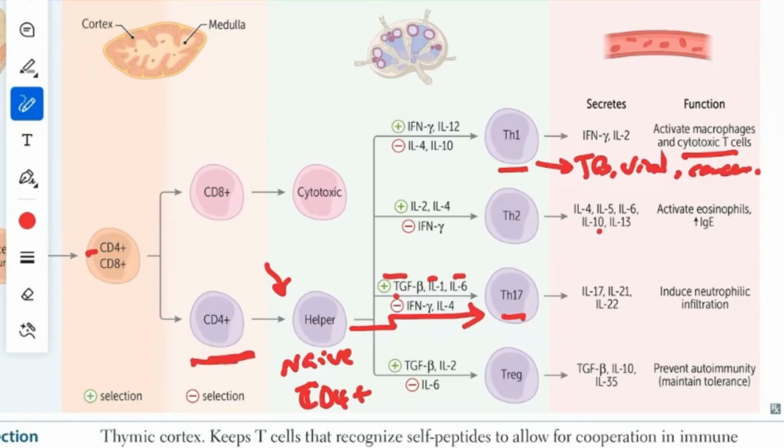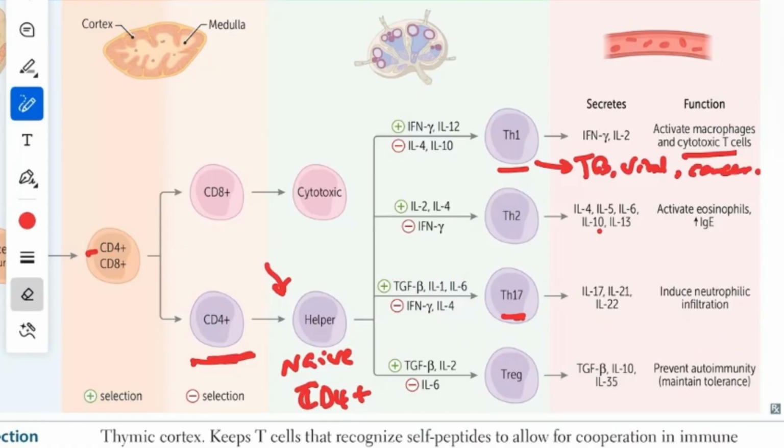This Th17 specifically stimulates neutrophils. So when you hear Th17, think neutrophils. Most especially bacterial infections or invasive fungal infections, that's fungal infections that have entered the bloodstream and are spreading all over the place. And it produces this set of cytokines, interleukin 17, 21, 22. So that's for Th17.